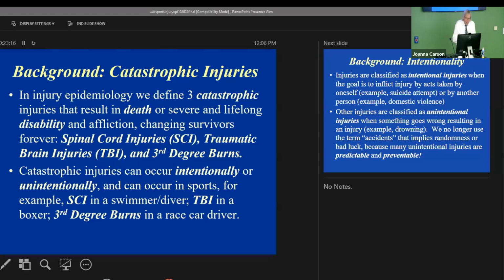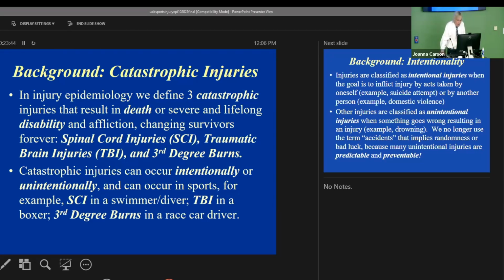Why they're called catastrophic is that these are three, maybe there's some more, if we think about it, that if you suffer one of these injuries, you might die, part A. Part B is if you survive, often there's not complete recovery from SCI, TBI, or third-degree burns. So your life has changed, not to be melodramatic, but life is not what it used to be, okay? And they can be intentional or unintentional.